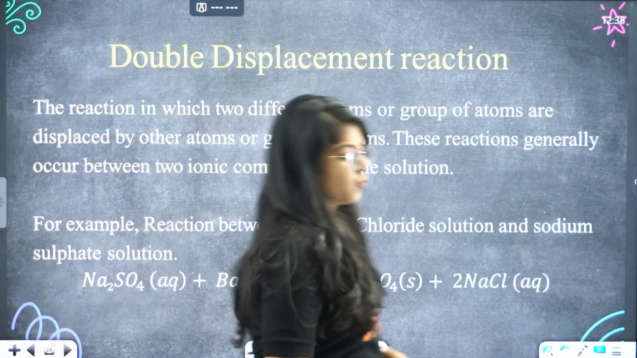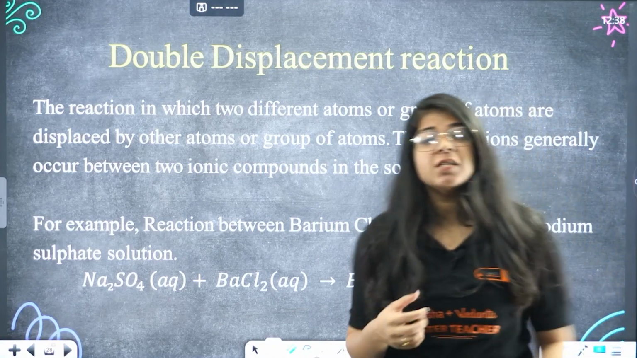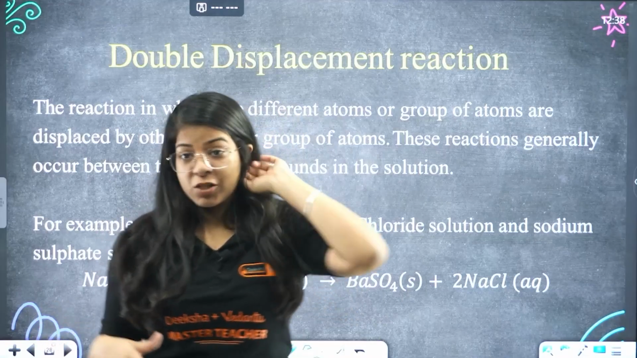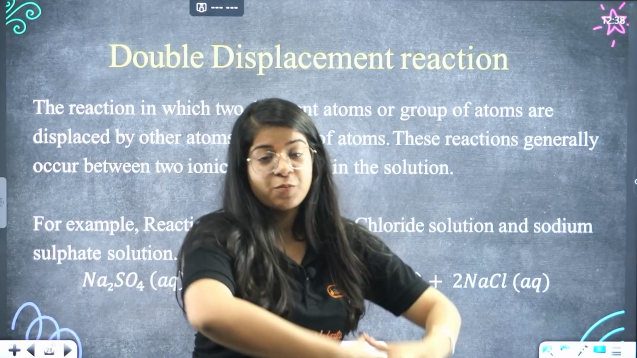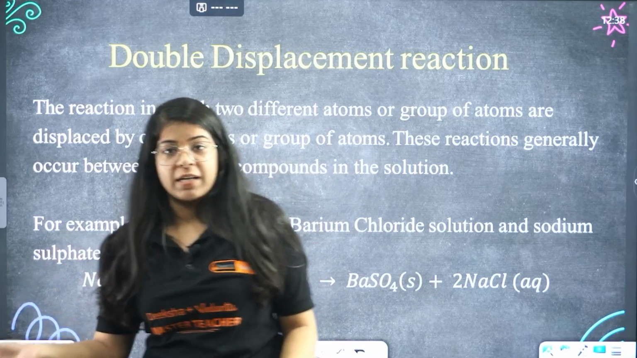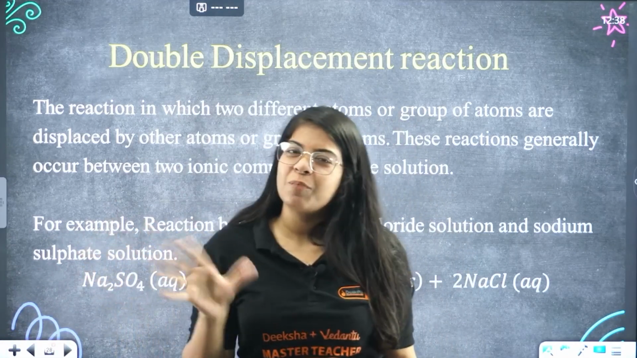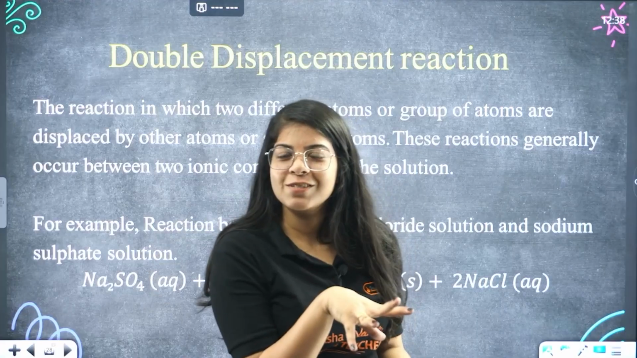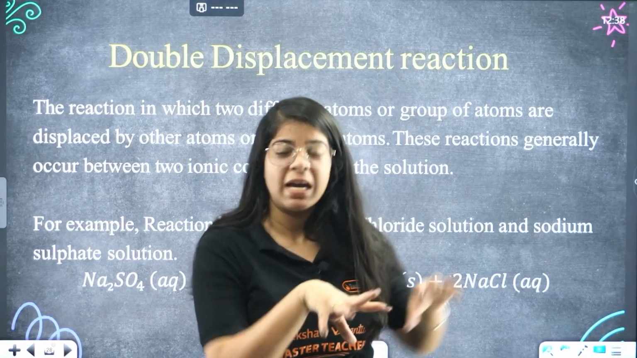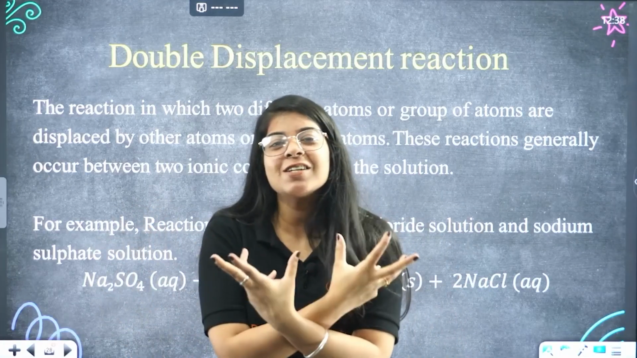Now double displacement reaction. In double displacement reaction, what happens is Zn was lonely. That's why it came to break the friendship of CuSO4. But let's say Zn is already with someone else, ZnCl. Now Zn is like, okay, I'm bored, let me go to CuSO4. So copper is like, okay, you will take SO4 from me, I will take the Cl. So they displace each other's position.